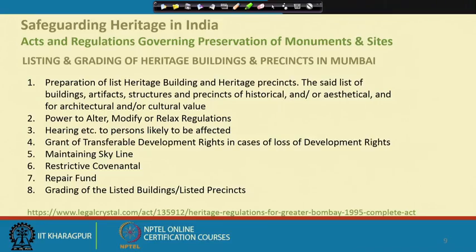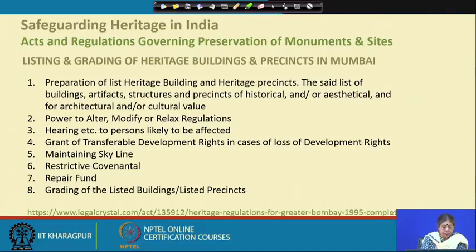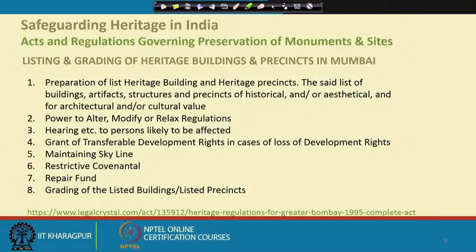Maintaining the skyline, where the skyline is a significant feature, restrictive covenant, repair fund and grading of the listed buildings and listed precincts. So, there is a fund, and grading of listed buildings and listed precincts. There is also a provision that overruling is possible, but some sort of an explanation has to be given. So, there is a restriction in regard to that.